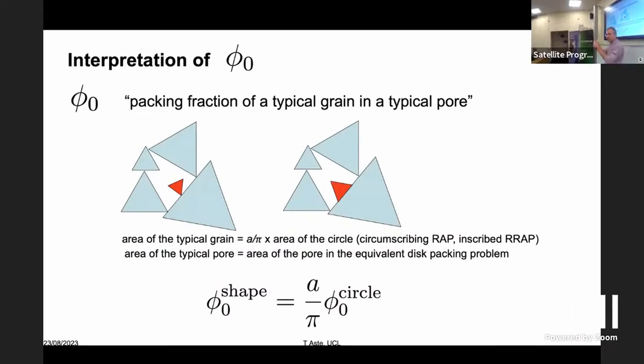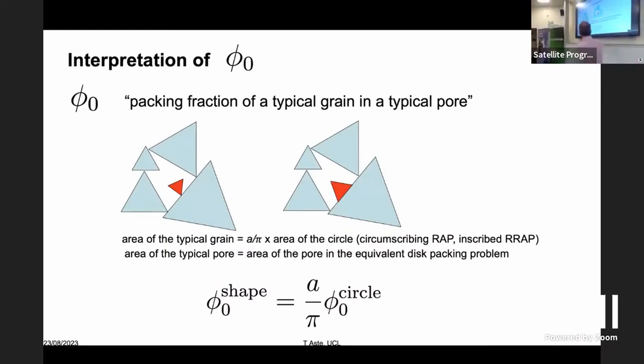is local packing, so we no longer do the polydispersity. This is essentially a one-off experiment repeated. So we have one grain and one pore. And then, of course, we take several pores and several grains, and we calculate this coefficient A. This coefficient A is something near pi, so it's probably 2 or 3, depending on the shape.